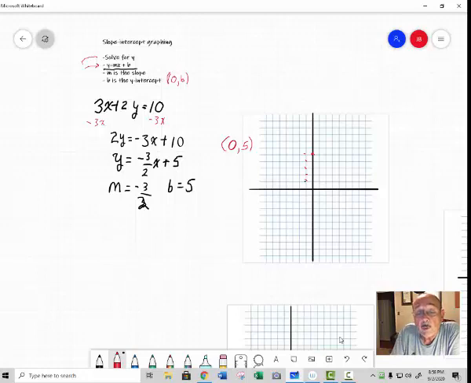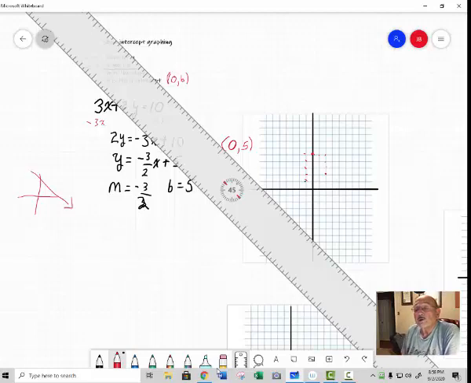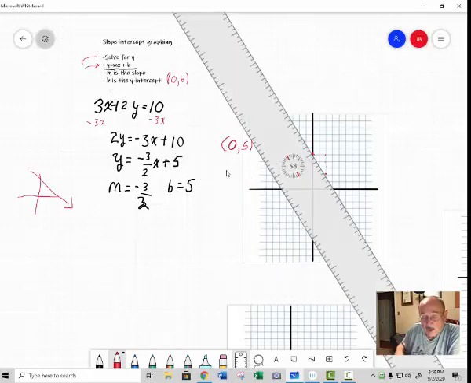Alright, now I know that my slope is negative 3/2. Remember that a negative slope will fall as it moves to the right. So I know this line is going to decline as I move to the right. I'm going to go over 2, 1, 2, and then I have to go down 3 in order to get it to fall. So there's a second point. Now I should be able to draw a line through those 2 points and I will have my graph. So that line looks like this.